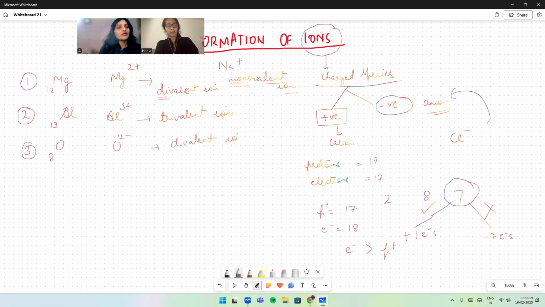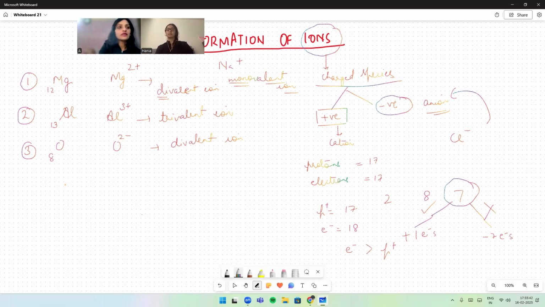If it is mentioned as di or tri, it can be positive, it can be negative. If I'm saying divalent cation, that means it has to be magnesium, for example. And in case of divalent anion, it will be oxygen. See, these are single element ions, but sometimes we have polyatomic ions also.